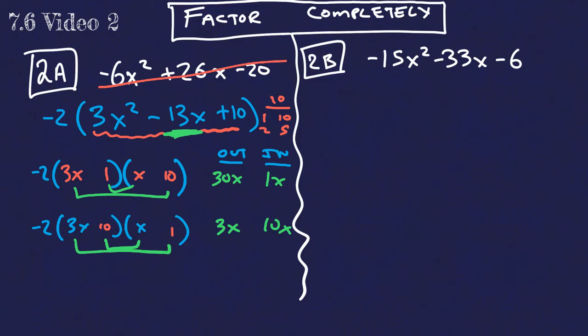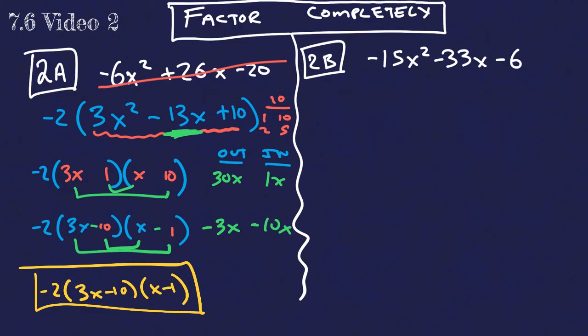But I want it to be negative 13, so I would go negative 3 and negative 10. So I just need to make both negative, right? And if I double check that, negative 10 times negative 1 gives me the positive 10 at the end that I need. Okay, so there's my answer. Let's write it out a little nicer here. Final answer, negative 2. Remember that negative 2 stays with it the whole time. 3x minus 10 and x minus 1.